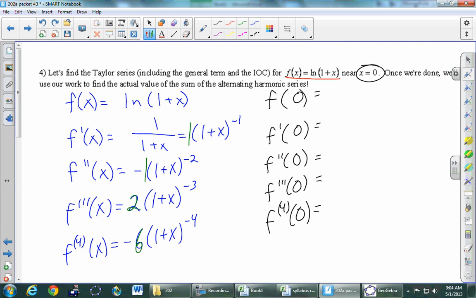How much is f of 0? Ln of 1, which is 0. Next term, 1, next one, minus 1, next one, 2, and then minus 6. And then how do we figure out what to divide by? It's the power with the factorial. So the last one is going to be 4 factorial.